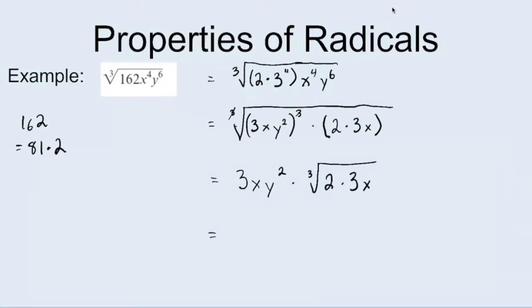So you can even simplify that further. 3x times y squared times the third root of 6x. And that's your final result for that one in terms of most simplified.